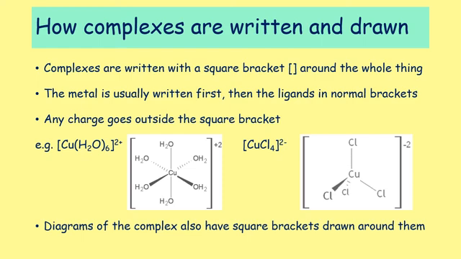If there is a charge, the charge goes on the outside of the square bracket. And our diagrams will also have square brackets drawn around them. And again, with charge, you can either write the number, then the charge, or the charge and then the number. So you can see on that one on the left, it's written +2. You can write 2+, the normal convention for charges, and 2- or -2.